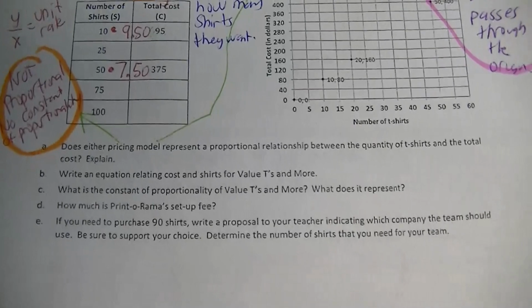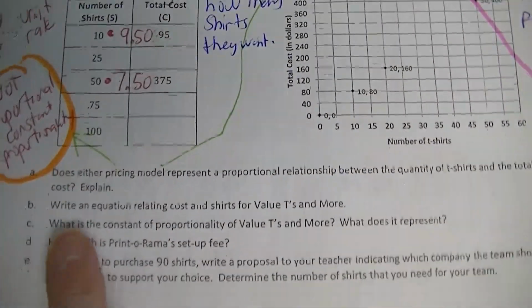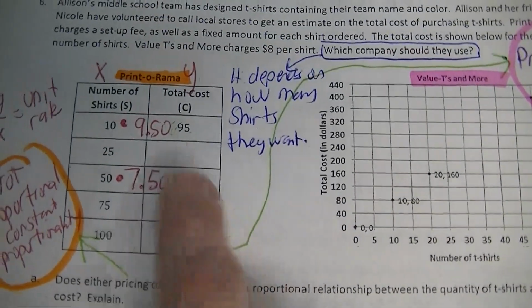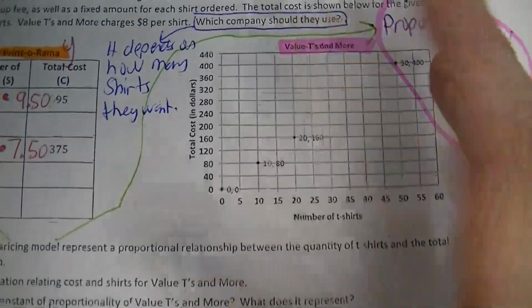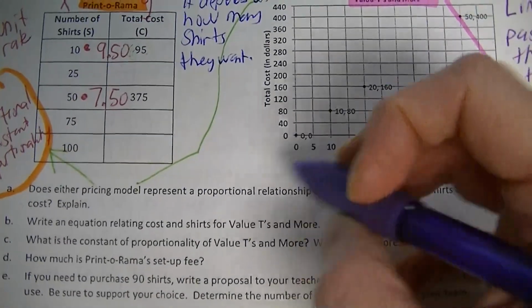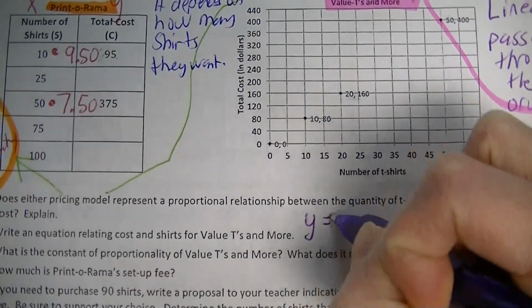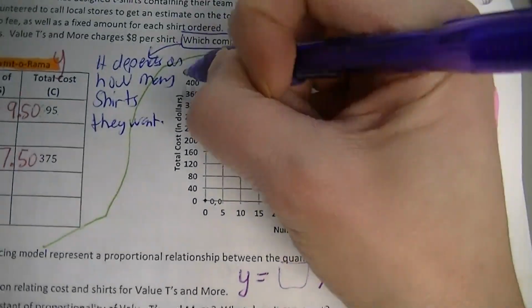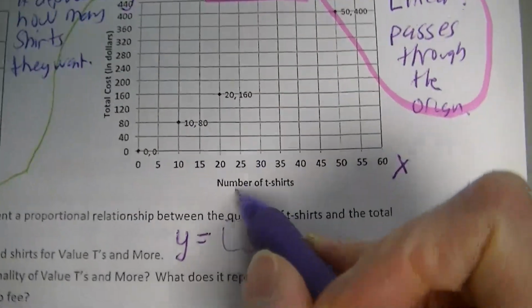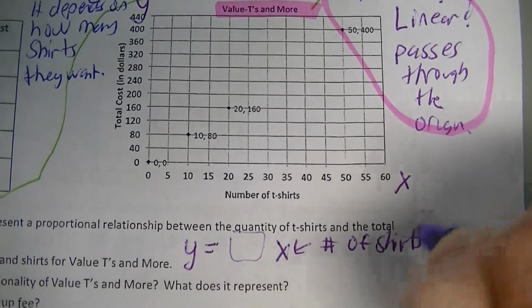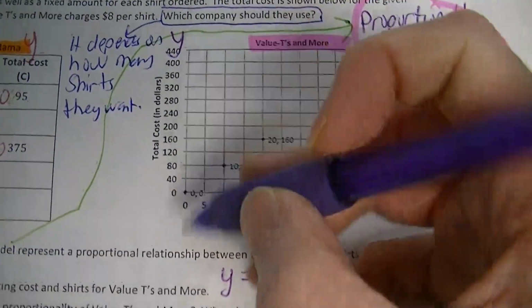Okay, let's go ahead and look at B because we're only doing A through C. So now we're on B. Write an equation relating cost and shirts for Value Tees and More. Well, that's Print-O-Rama. Here's Value Tees and More. So we can write an equation to represent this relationship. It is proportional, so that really makes it a lot easier for you folks. So y equals, leave a spot for the unit rate, times x. Oh gosh, I didn't label the graph, x and y. Okay, so x represents number of shirts, and y represents the total cost in dollars.